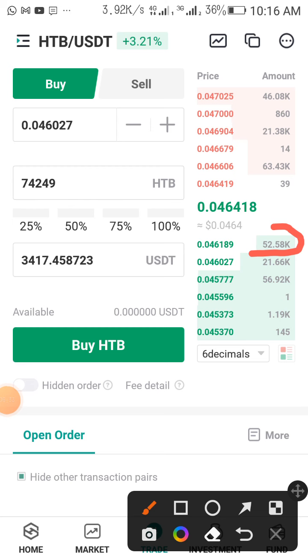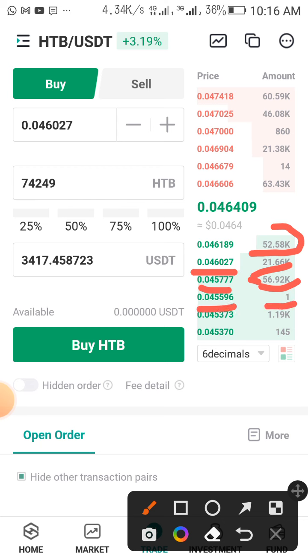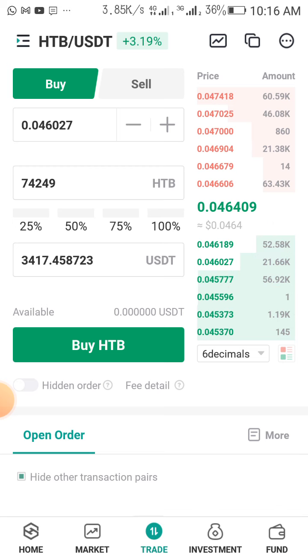And the second person, see his price, and this is the amount he wants to buy also. The third person, see his price, and this is the amount he wants to buy. And this first person only wants to buy one, and see his price. So you can see, right? So these are the ways you can complete your orders immediately.